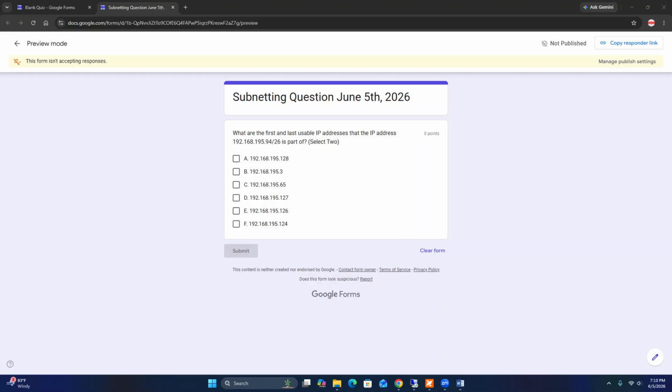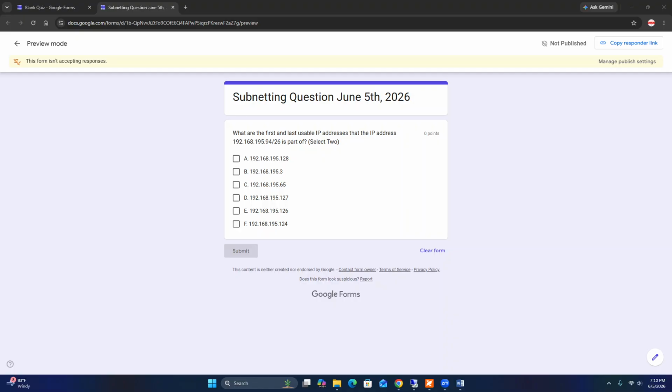192.168.195.94. That is an IP address within a subnet. So the easiest thing to do is always to figure out what the network ID is, because the first usable is always one higher than the network ID. And then figure out what the broadcast is, because the broadcast is always the last number, the highest number, and you want the one that is one less than that. Okay, so let's go ahead and do this.